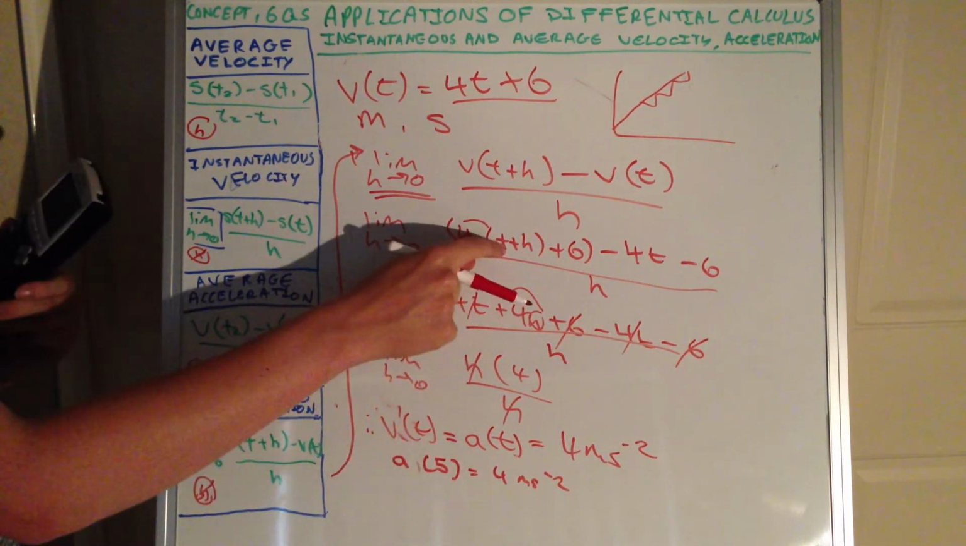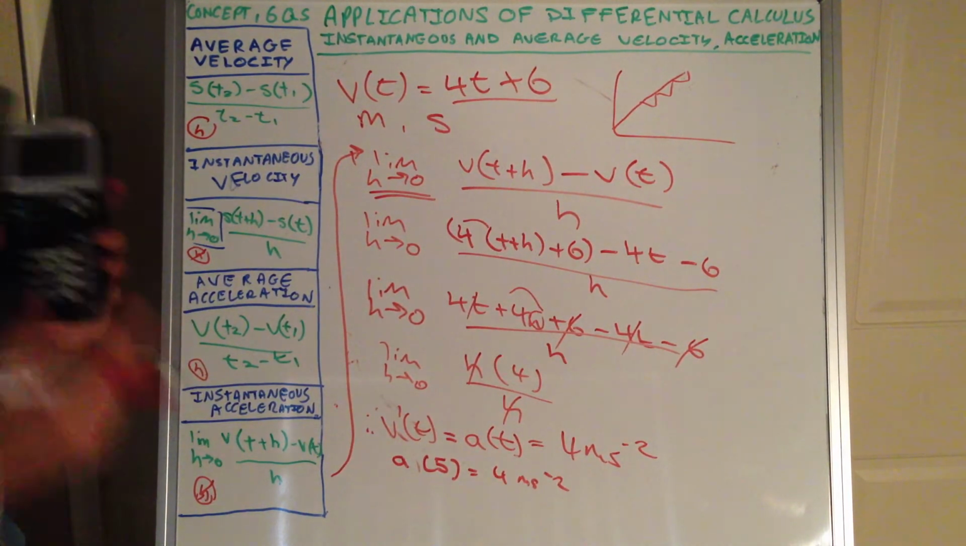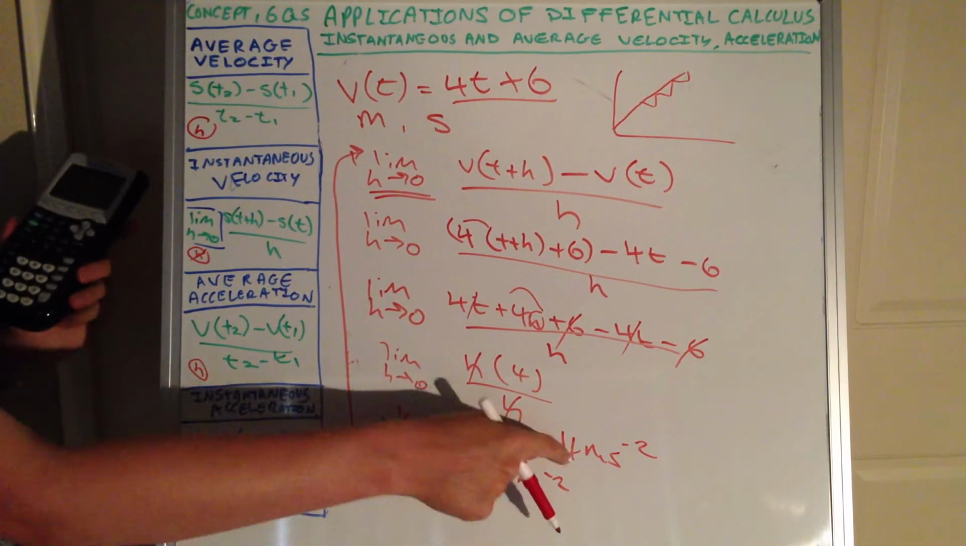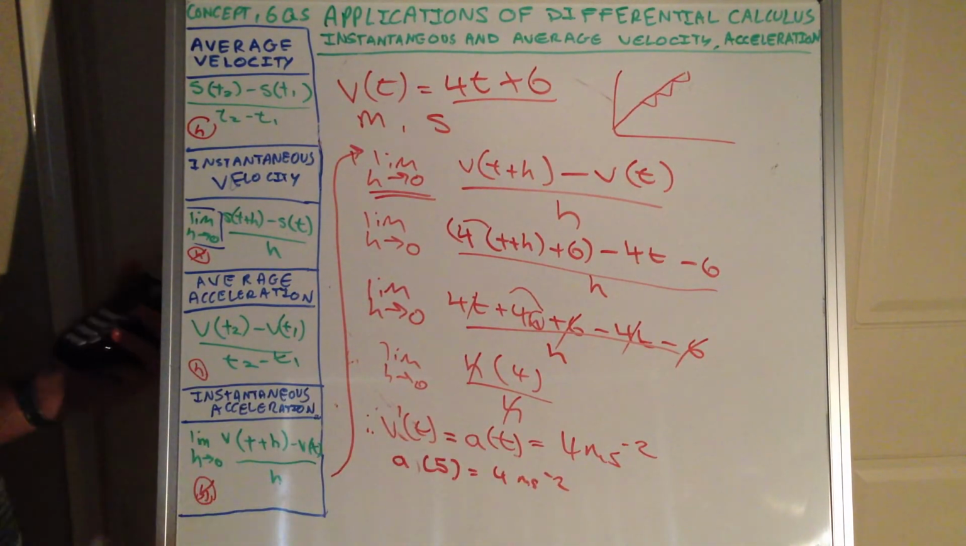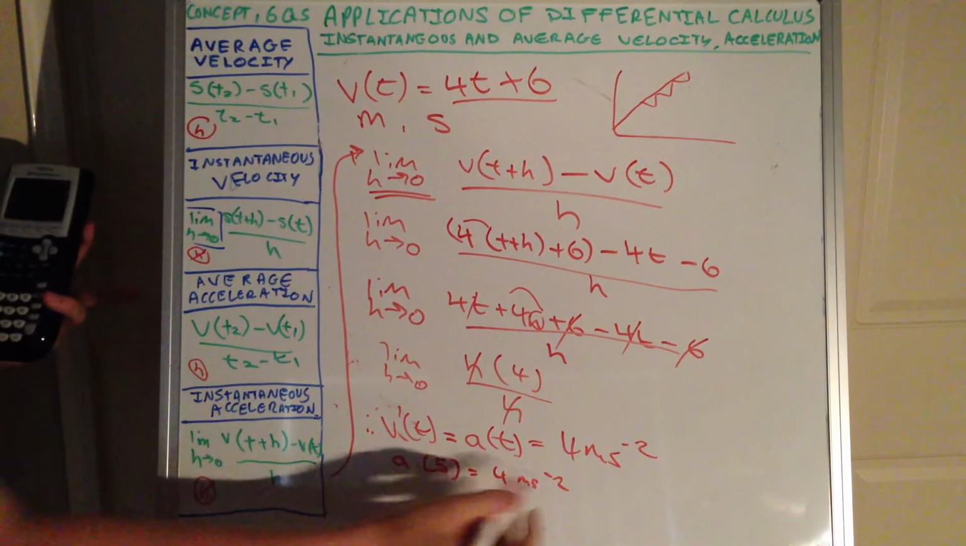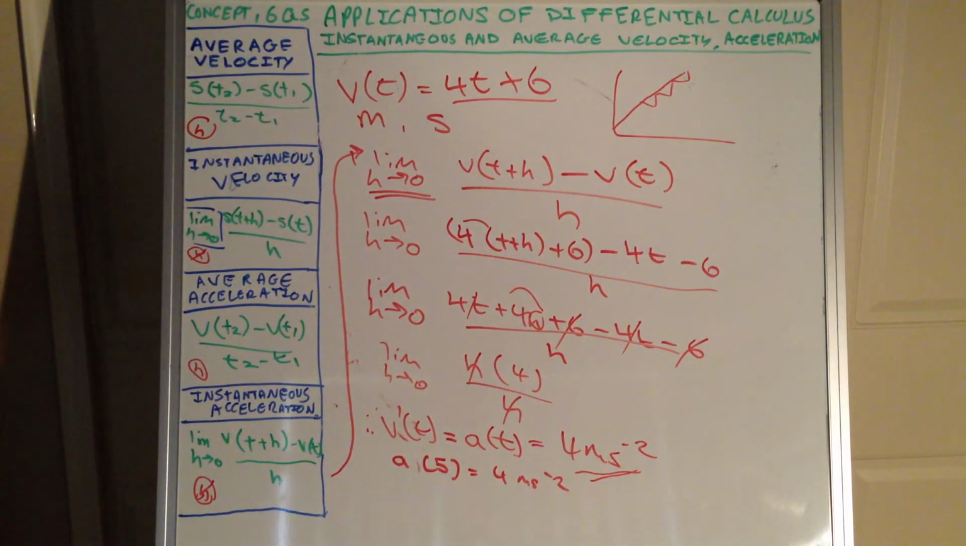You could actually put in 5 plus h in there, and that's probably what I should have done to make things easier, but I guess plugging it in at the end does help. It's just the fact that you obviously don't have a t there, because again, constant slope means constant acceleration, which means that anywhere on this velocity function, the instantaneous acceleration is going to be 4 meters per second squared.